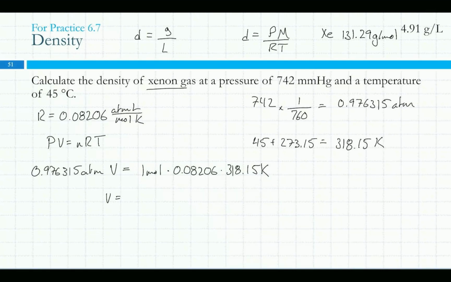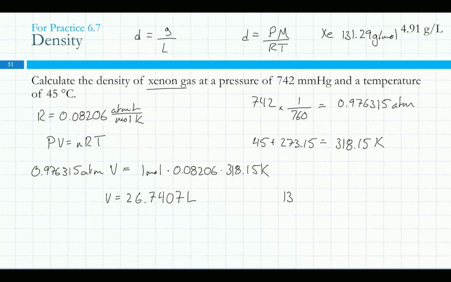That times that divided by, so this is 26.7407 liters. And I'm not rounding yet because we're not done yet. So what mass of xenon gas do I have? Because we said 1 mole. So if I have 1 mole of xenon gas, then it's 131.29 grams.